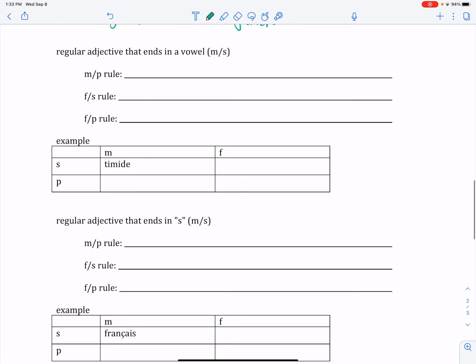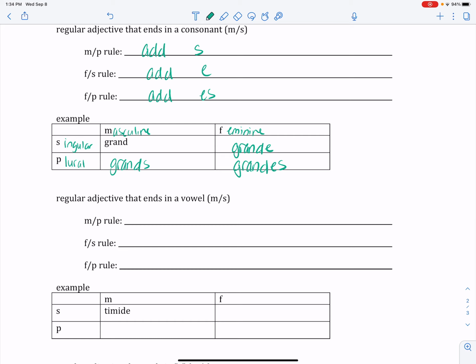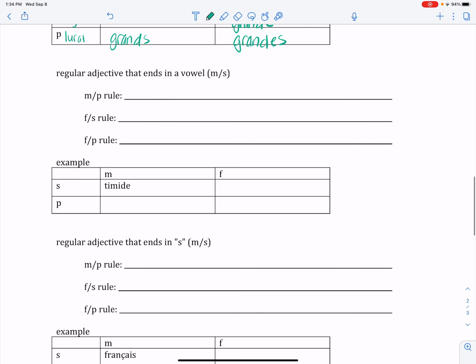If you've got a regular adjective that ends in a vowel, timide was the only one that was on your initial vocab list on these notes. So when we think about how to turn a masculine into a feminine, we added an E. The difference here is if the masculine singular already ends in an E, to turn it into feminine singular, we don't do anything at all. So timide, masculine singular, timide, feminine and singular. In the plurals, we still add S, both for the masculine plural and the feminine plural.